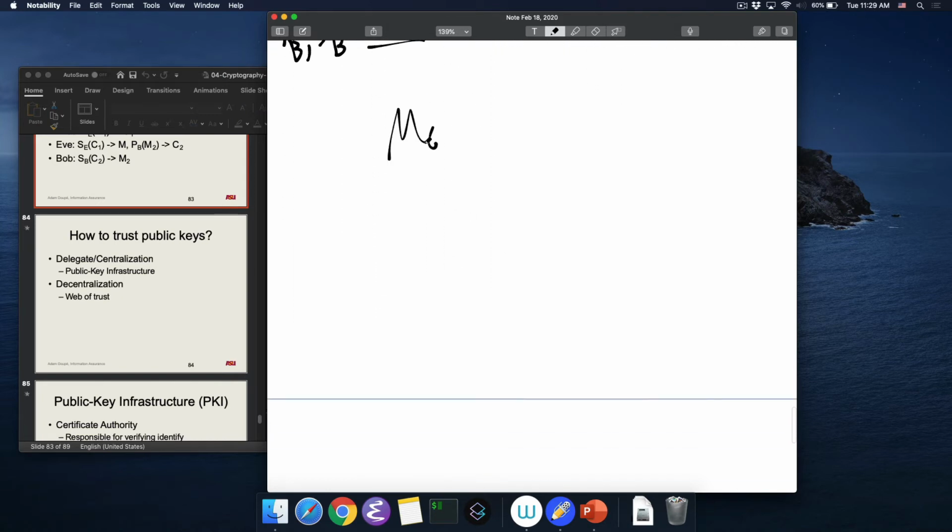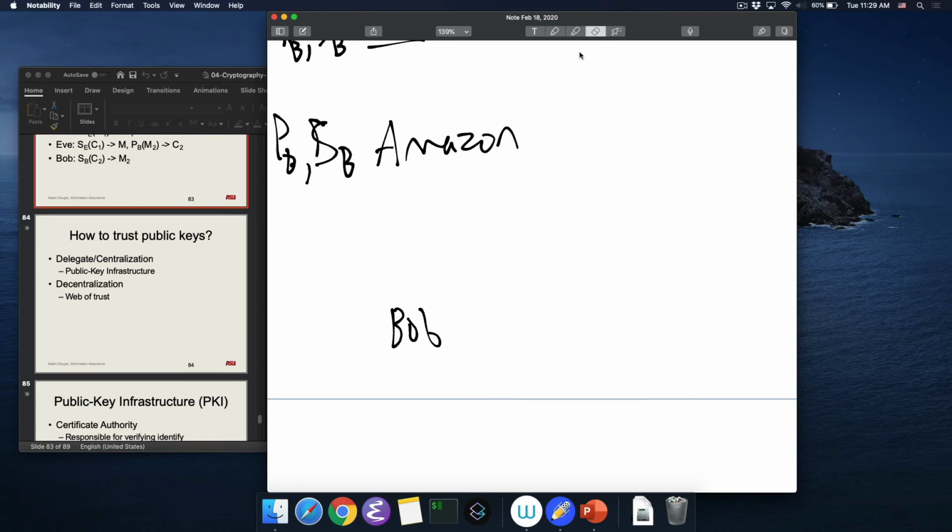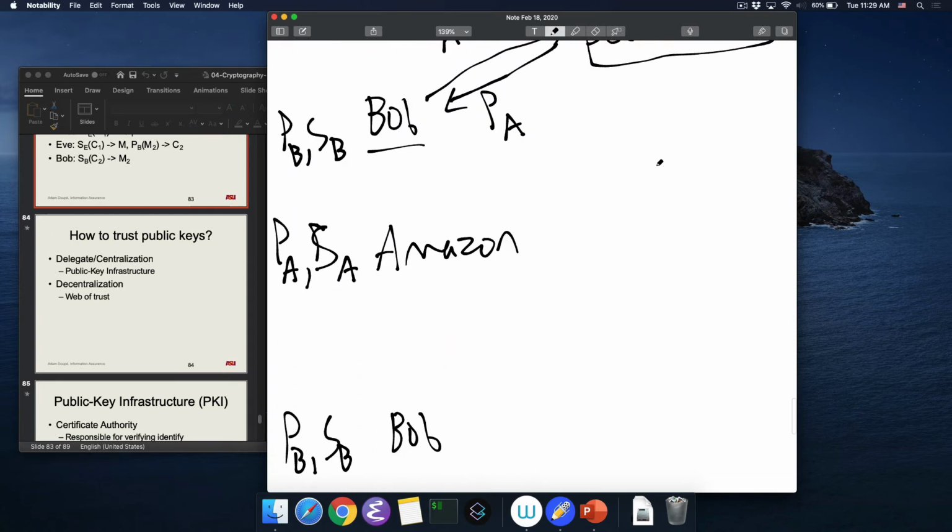Yeah, so now if I have our secret key. Public key of Bob, secret key of Bob. No, that's not right. Public key of Bob, secret key of Bob, Amazon, boom.